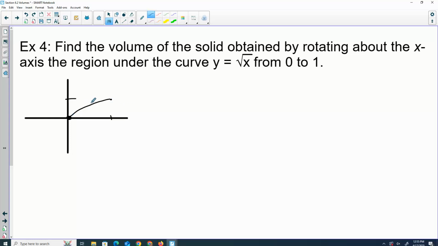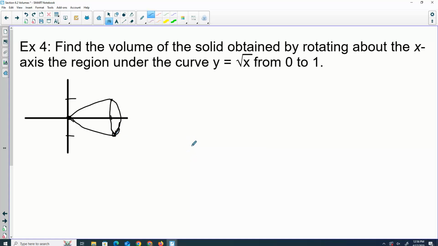If you start rotating that around the x-axis, what are you forming? A cone, kind of like a heart. So it looks kind of like this, right?